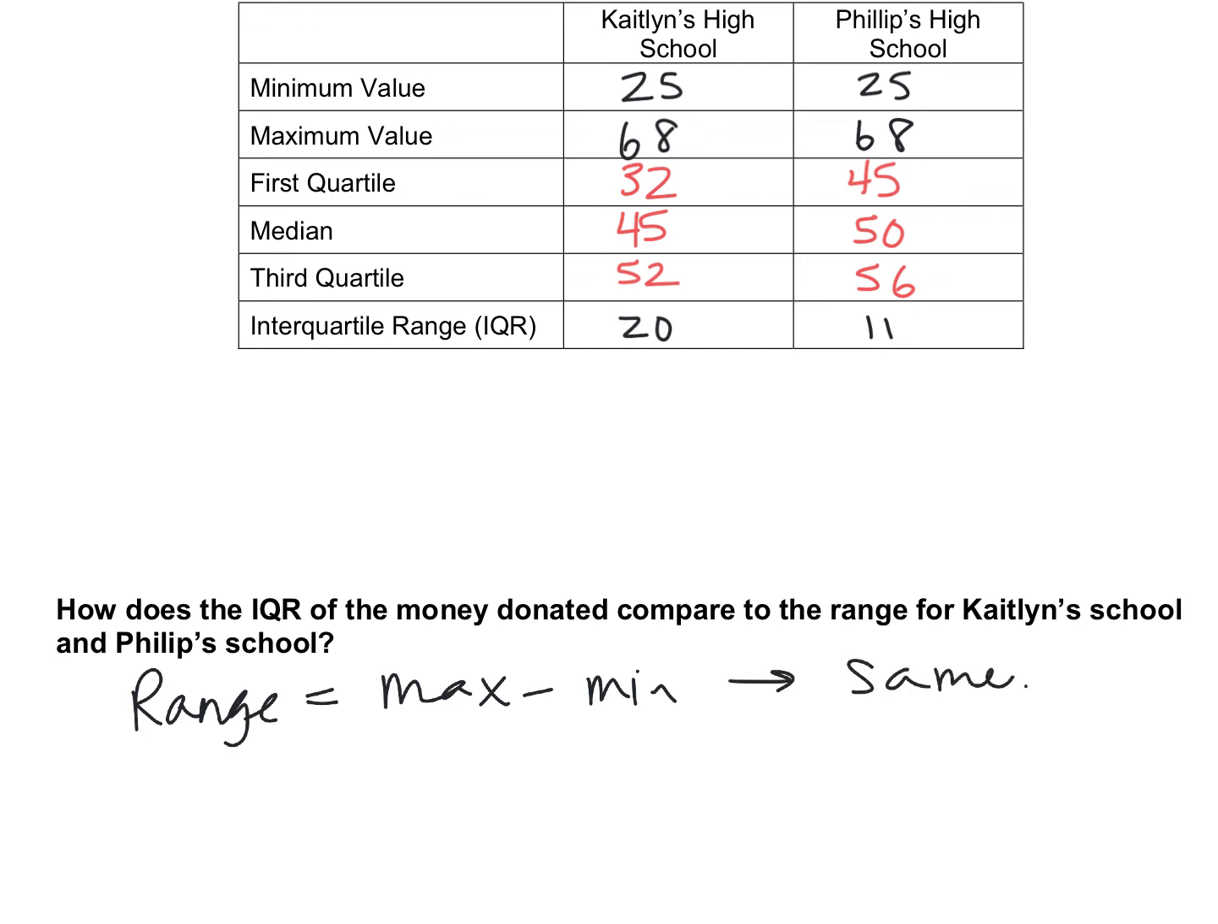But where we see a difference is the IQR was not the same for both schools. Because the interquartile range was larger for Caitlin's school, her interquartile range was 20. Her box was wider or longer than Philip's. That means that there's more variability in the money that's raised by students in Caitlin's school.